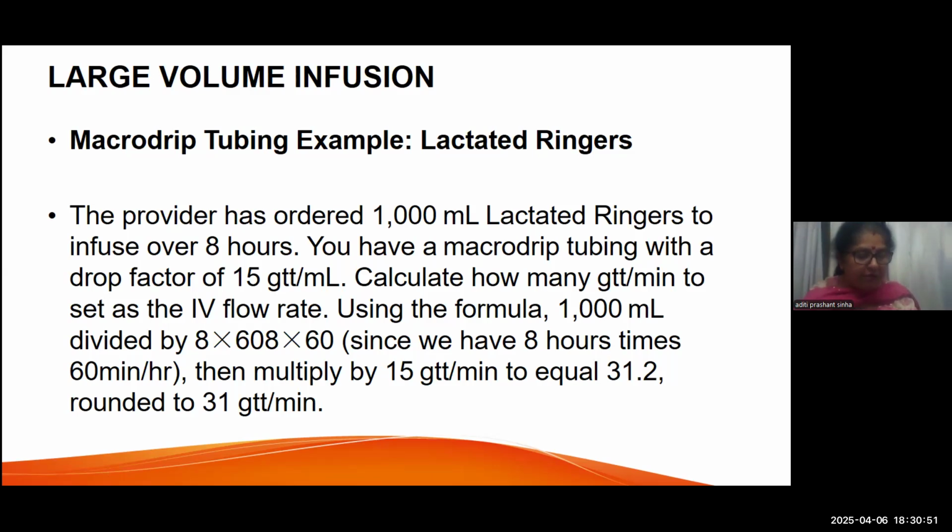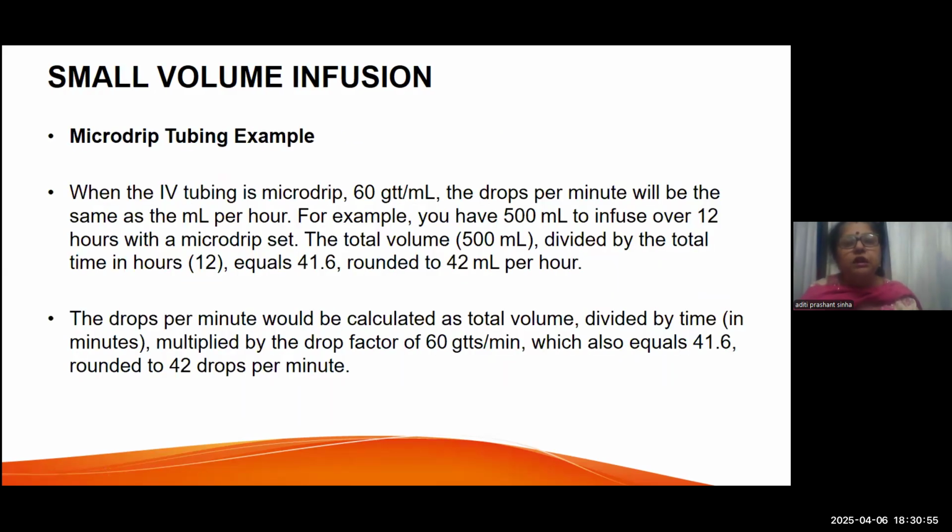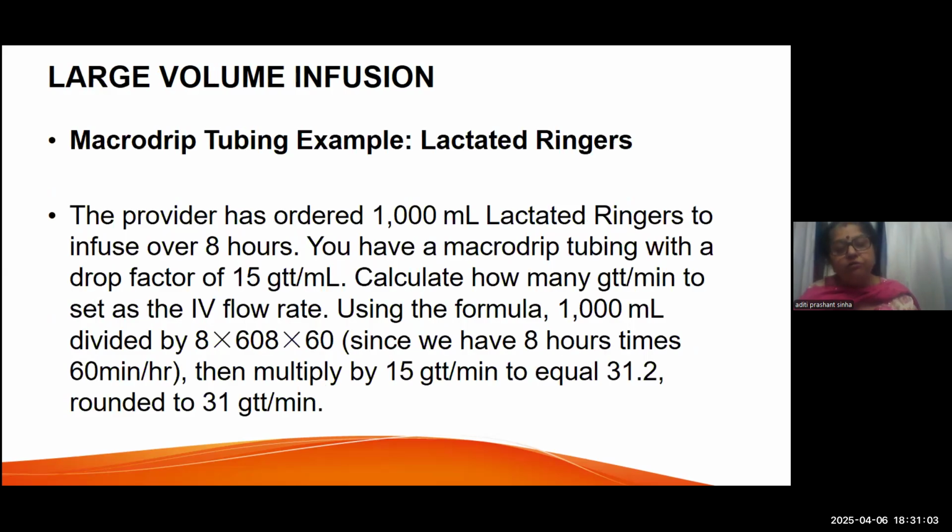I don't know, have I made it clear to you or not, micro drip or macro drip? For a micro drip, it was 60 drops per ml, and as per that we have calculated. For a macro drip, it was 15 drops per ml, so we have calculated as per the 1000 ml to be administered in 8 hours. So this is how the amount comes.